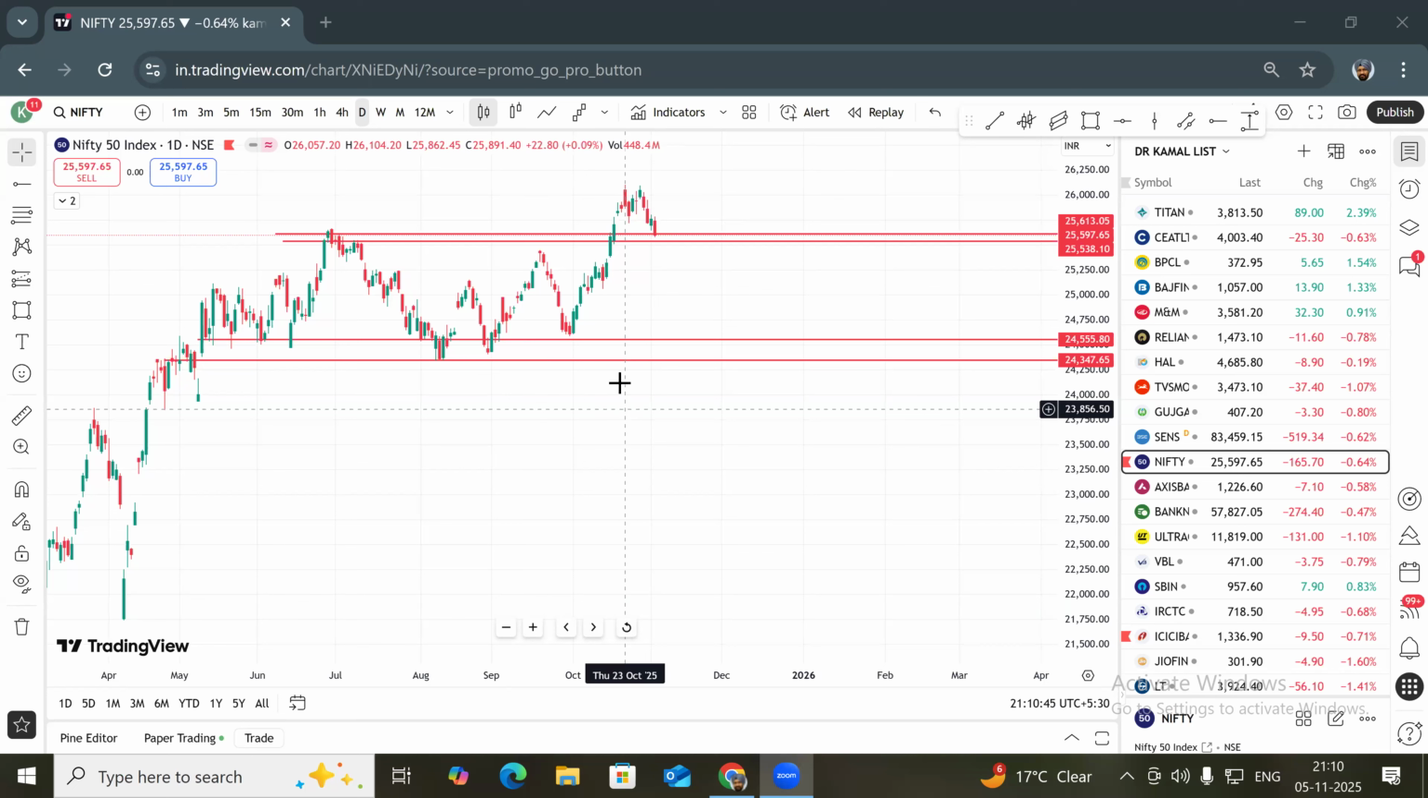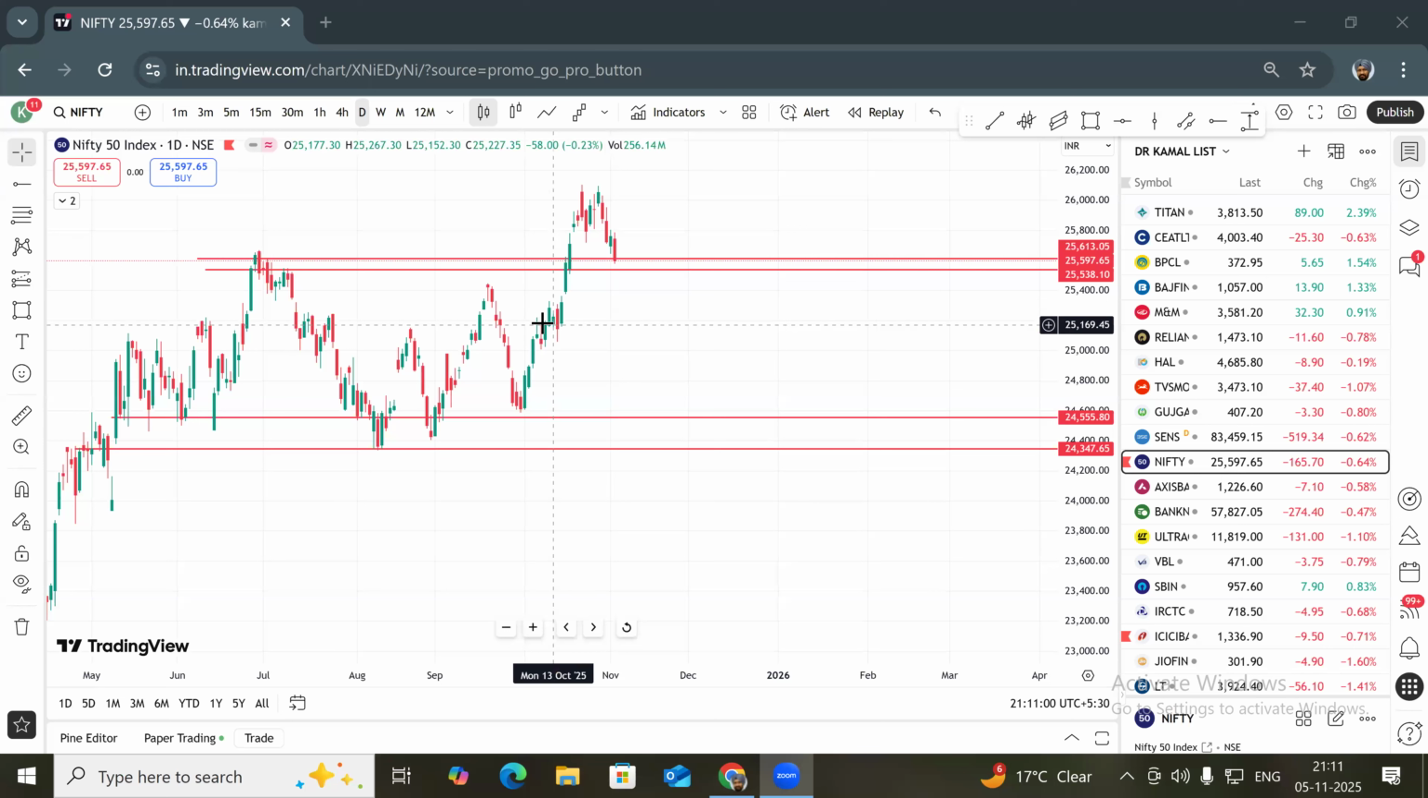So this is the concept of support. The buyers will take the market up from here and sellers will throw it down. But at one given point, the buyer's strength will be so strong that it will just wipe out the sellers. And that is the time you break the resistance.